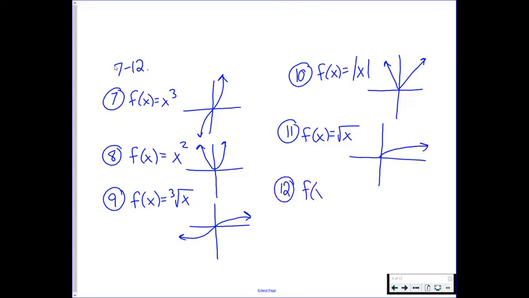And last one, f of x equals just plain x. That is a linear equation, which makes a line. Those were the 6 parent functions that we learned about in section 1.6a at the beginning of our unit. On questions 13 through 15, our directions state evaluate each function for the indicated values. Be sure to simplify your answers.